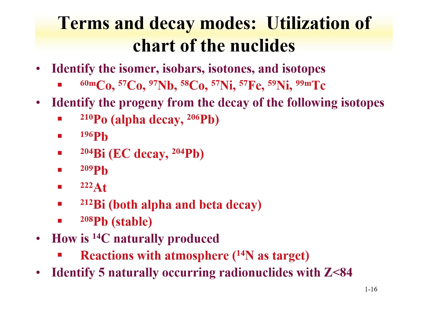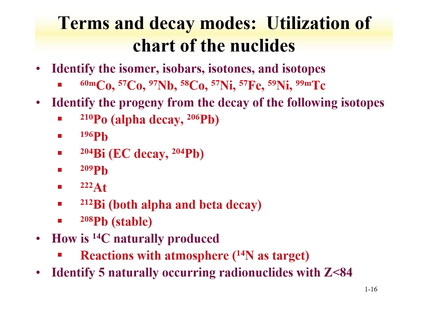An example of some questions and terms you should be able to identify from what we've covered related to the chart of the nuclides. You should be able to identify isomers, isobars, isotones, and isotopes. So for instance, cobalt-60m is an isomeric state. Isotopes, well, cobalt-60m, cobalt-57, cobalt-58. Those are examples of isotopes of cobalt. Isobars, anything with 57, so cobalt-57, nickel-57, iron-57. One should be able to identify the progeny from the decay of the following isotopes. So for instance, polonium-210, you should be able to go to the chart of the nuclides, see that it decays by alpha, that goes to lead-206. You should be able to identify these other isotopes.